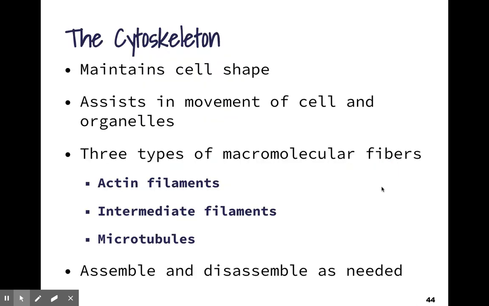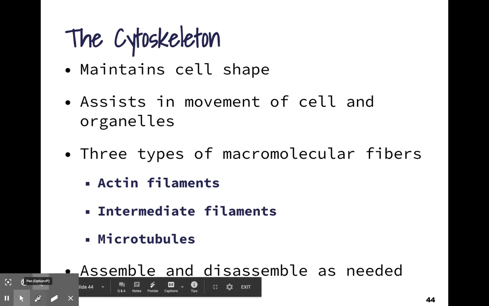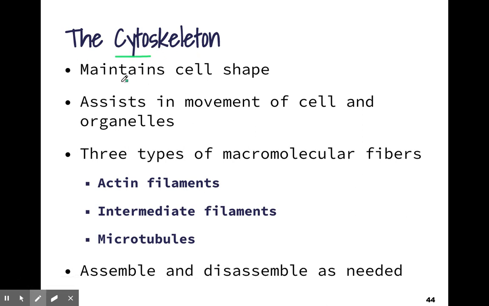All right, the cytoskeleton. Let's look at this term. Cyto means cell, and skeleton is obviously the structure. So the cytoskeleton is the skeleton of the cell. It helps to maintain the cell shape. It assists in the movement of cells and organelles.